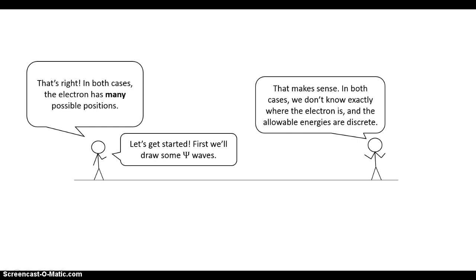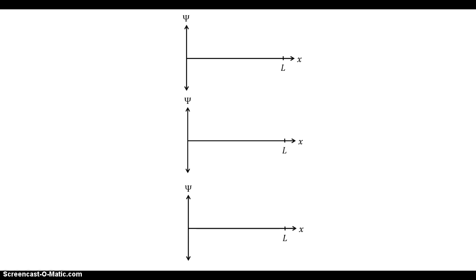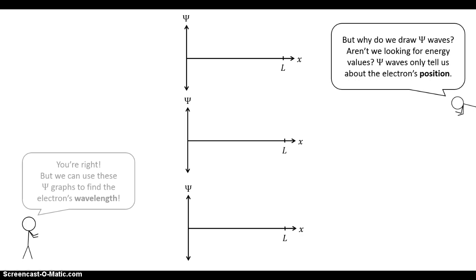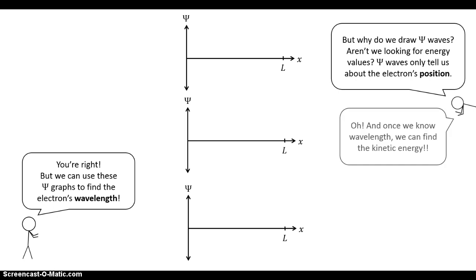Let's get started. First, we'll draw some psi waves. Did you say sideways? But why do we draw psi waves? Aren't we looking for energy values? Psi waves only tell us about the electron's possible positions. You're right, but we can use these psi graphs to find the electron's wavelength. Oh, and once we know the wavelength, we can find the kinetic energy.